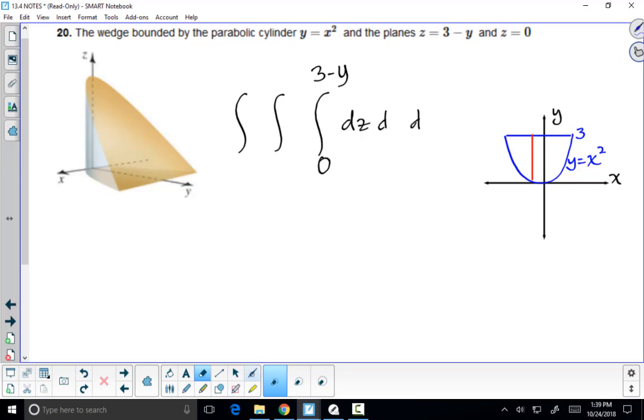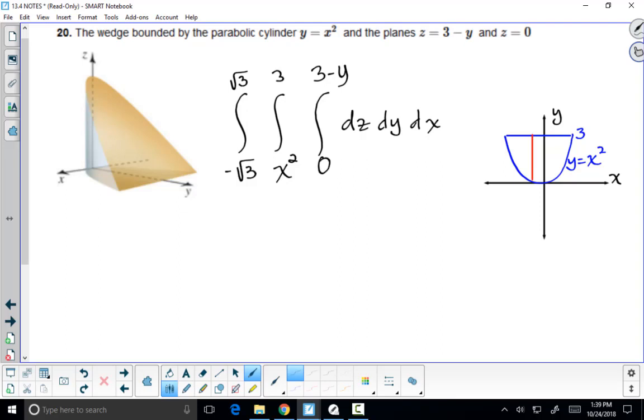All right, so we're going to do the y's on the inside, x's on the outside. How about the constant interval then? Negative square root of 3 to square root of 3. Excellent. And then how about the middle one? X squared to 3. So the lower bound is x squared and the upper bound is 3. That element is trapped between those two y values, y equals x squared and y equals 3.